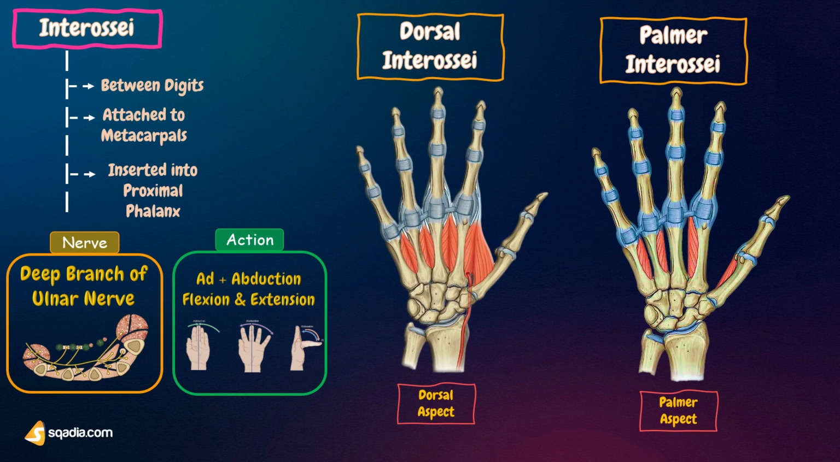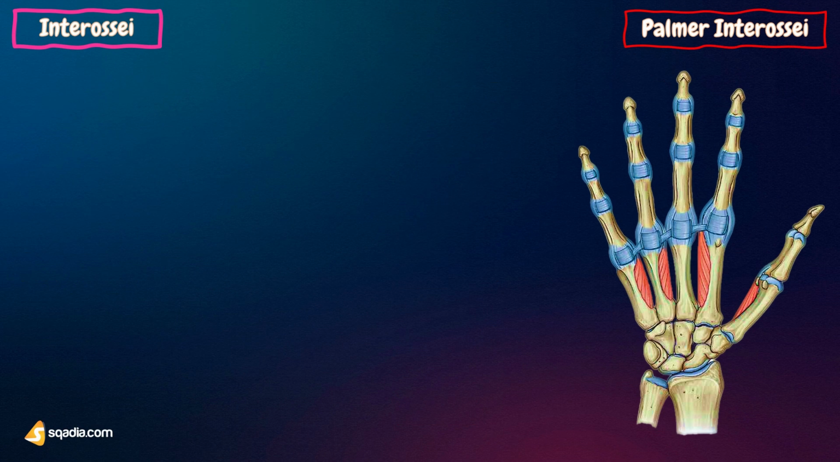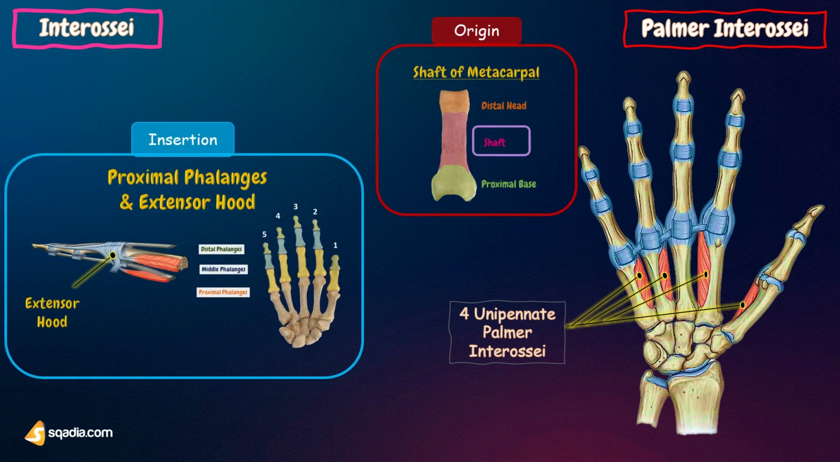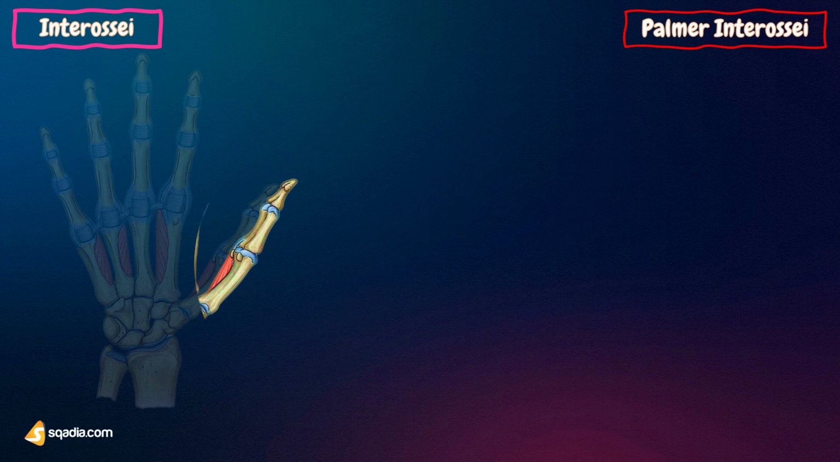Now let's talk about the second group of interossae, the palmar interossae. The 3 or 4 palmar interossae are anterior to the dorsal interossae and are unipinnate muscles originating from the metacarpals of the digits with which each is associated. These muscles are inserted into the proximal phalanges as well.